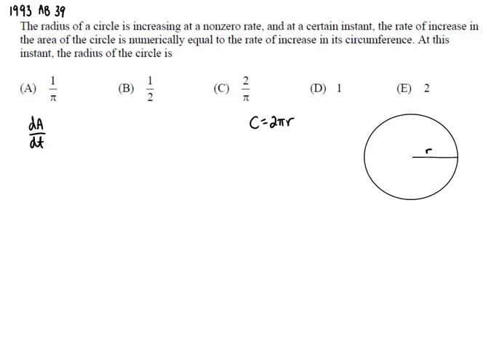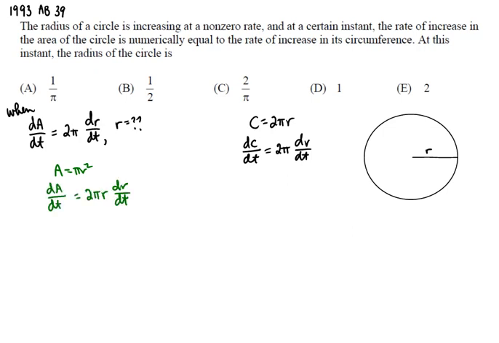Well, if the circumference is 2 pi r, then the rate of increase in the circumference, dC/dt, would be 2 pi dr/dt. So we want to use the constraint that dA/dt is equal to 2 pi dr/dt. So when dA/dt is equal to 2 pi dr/dt, we want to know what the radius is. So we're going to use an equation that relates dA/dt and dr/dt, or the area and the radius. That would be A is equal to pi r squared. Differentiate both sides with respect to time, and we get dA/dt is equal to 2 pi r dr/dt.